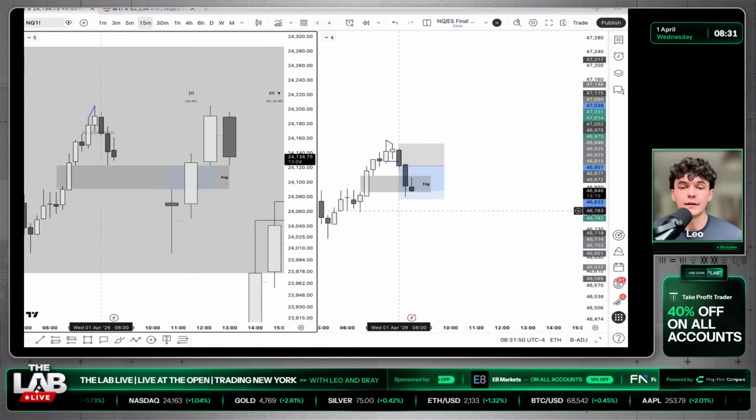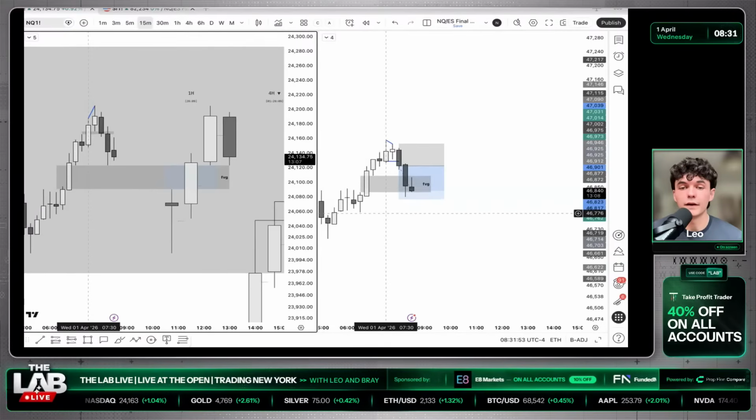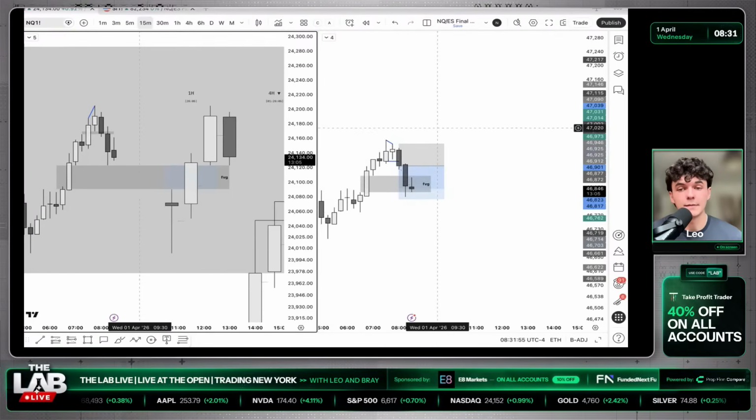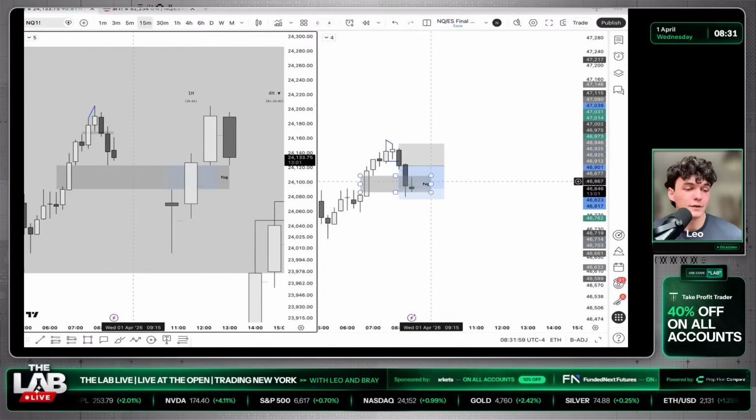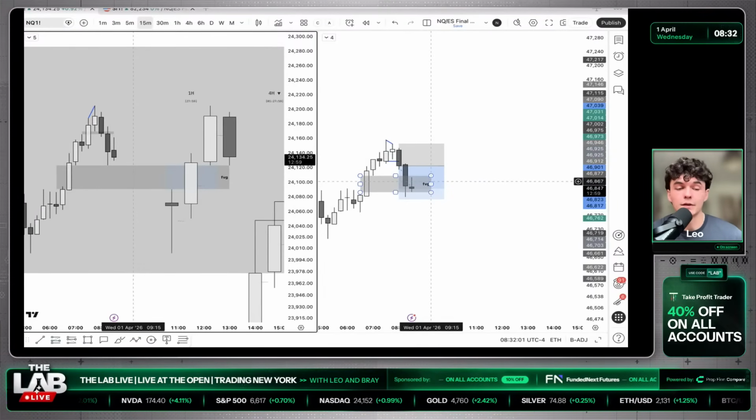Ideally, honestly, I should have taken it. The only reason I didn't was this fair value here gave me a little bit of skepticism that we were going to reject off. But I could have taken the short and targeted the fair value and just closed my position had we rejected off of it.